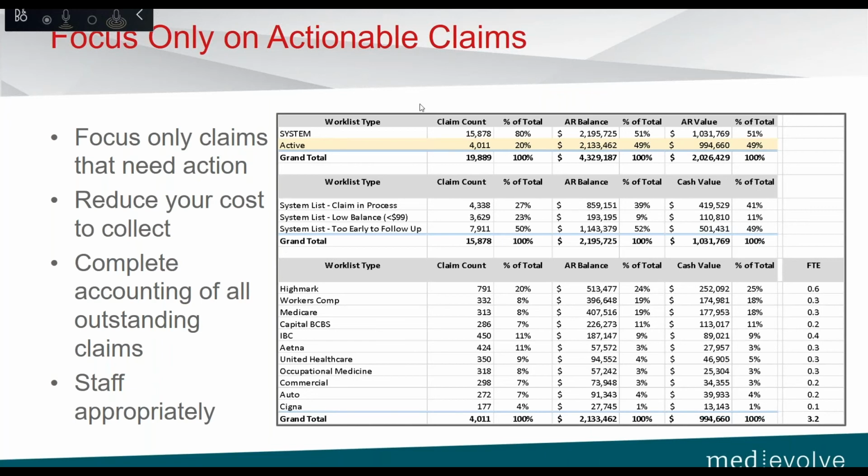So, it's important to know that when you carve out the nonsense, the things that don't require action, your staff levels will be appropriate.